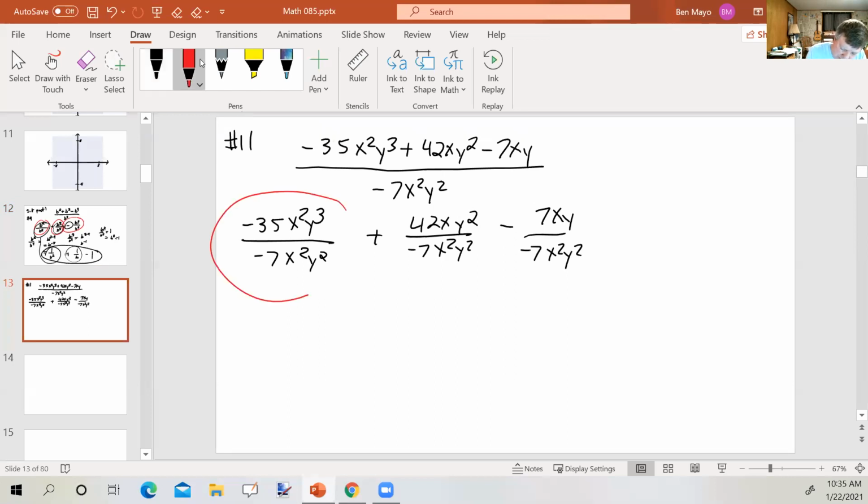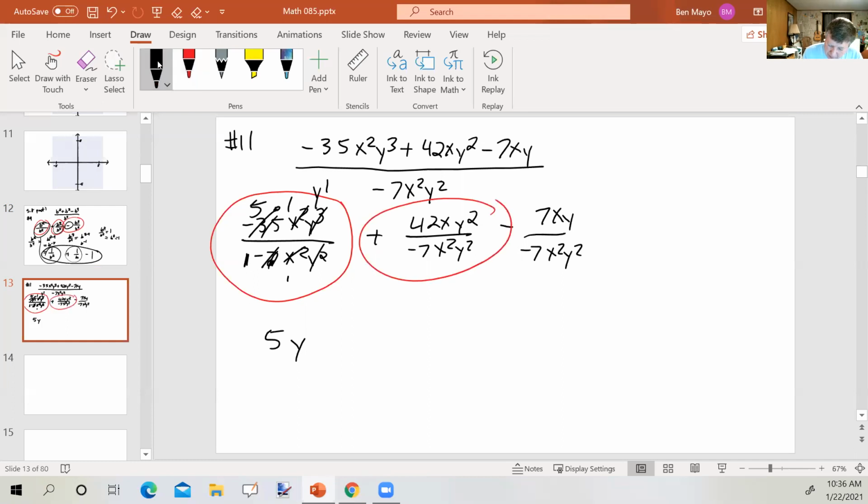All right, let's focus on that first term. The coefficients, -35 divided by -7 reduces to 5/1. X squared divided by x squared is 1. So 1/1. Y cubed over y squared is y to the 1 power. So I've got 5 times 1 times y to the 1 power all over 1, which can be simplified down to just 5y. Okay.